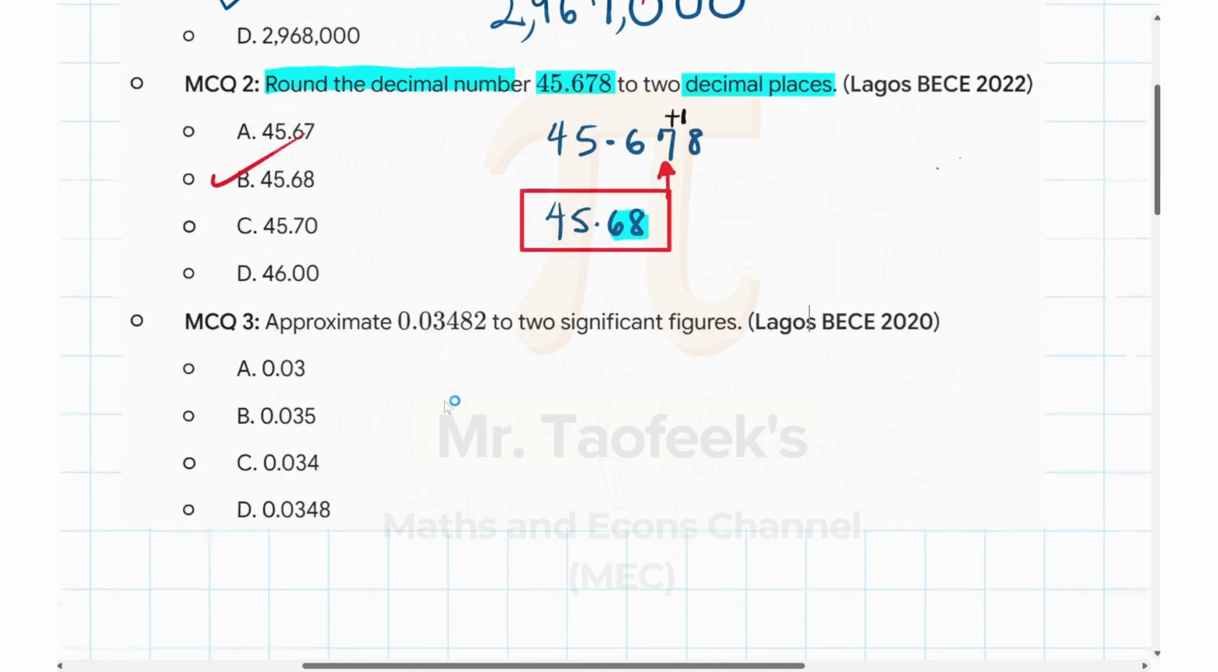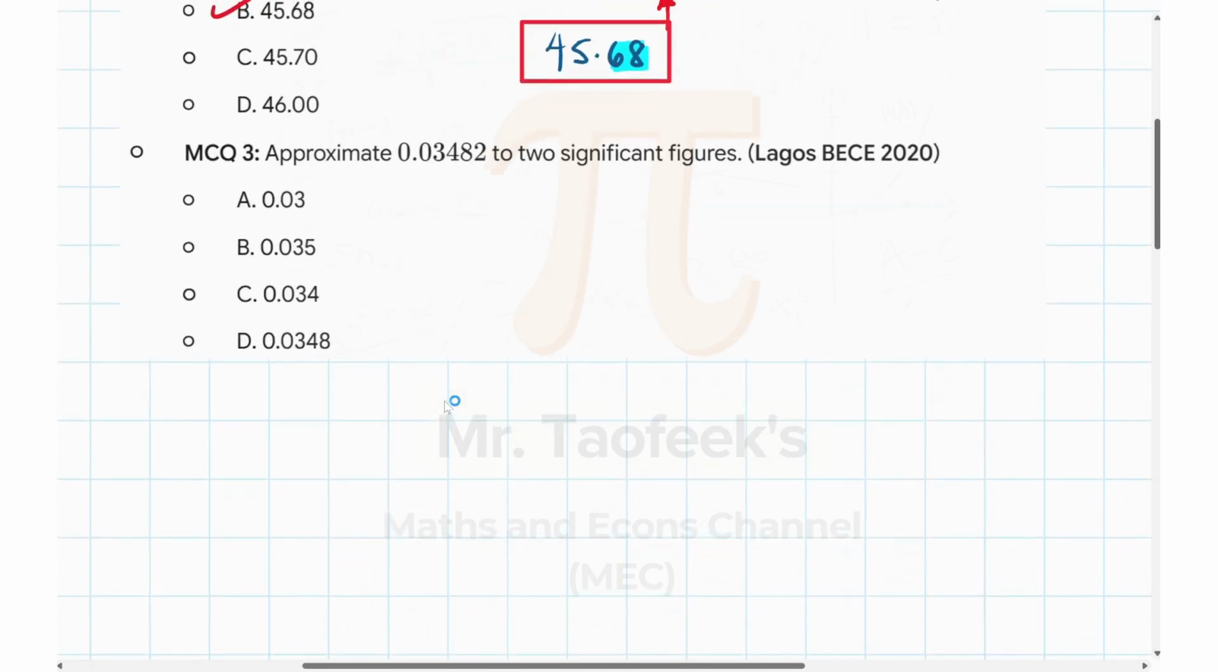And lastly, significant figures. This one tends to be the most confusing for students, but it's very simple. When we talk about significant figures, we're basically saying that from left to right, your first non-zero digit is your first significant figure.